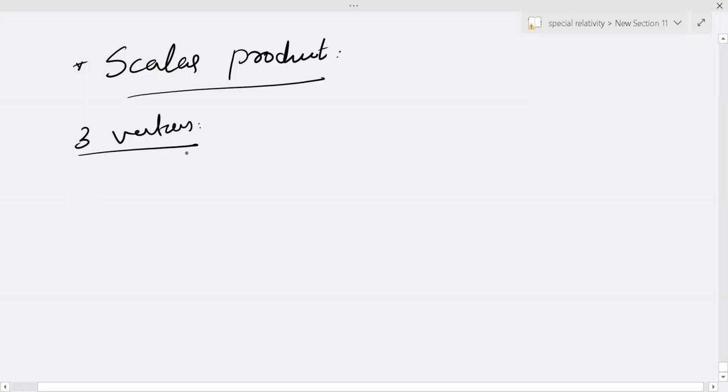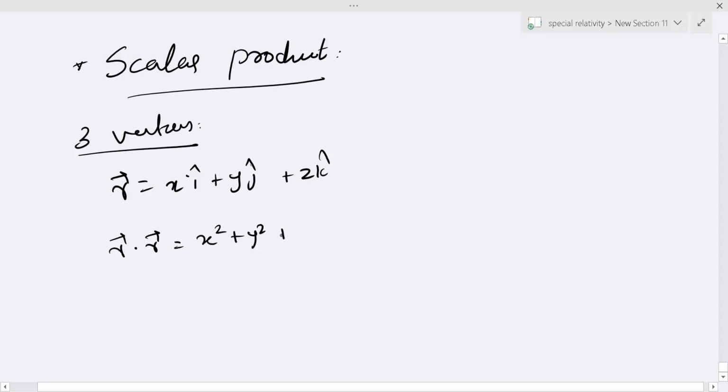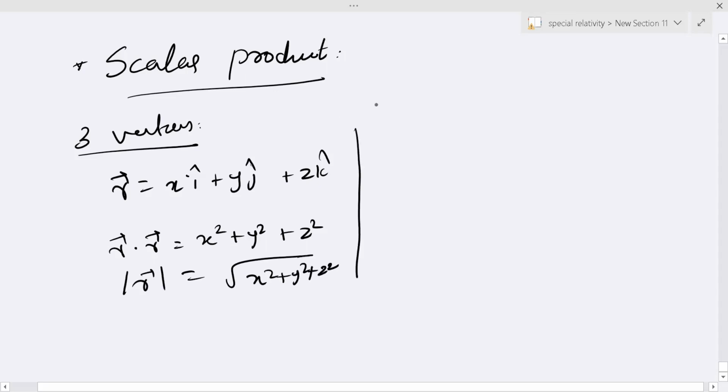Length is an example of this. If you take the vector r equal to xi plus yj plus zk, we have defined r dot r like this: x square plus y square plus z square. Am I right? And if you take the square root of this, you get the length of the object. We usually write it as modulus of r, equal to square root of x square plus y square plus z square. So this is how we have defined the scalar product.